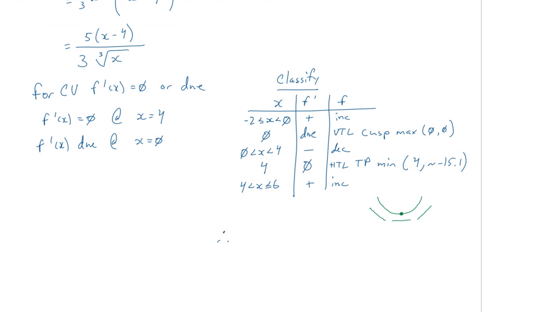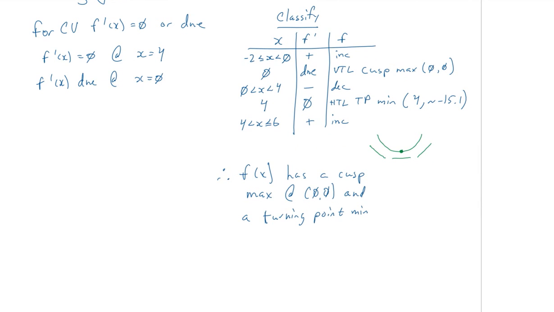So therefore, our function has a cusp max at 0, 0, and a turning point minimum at 4 and -15.1.